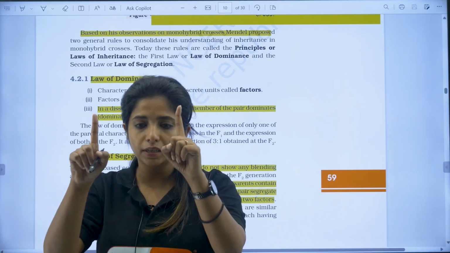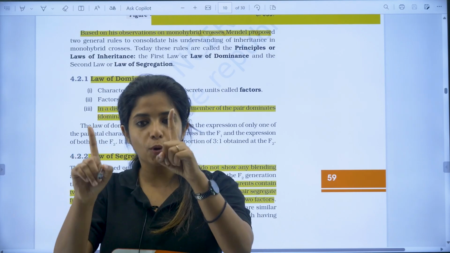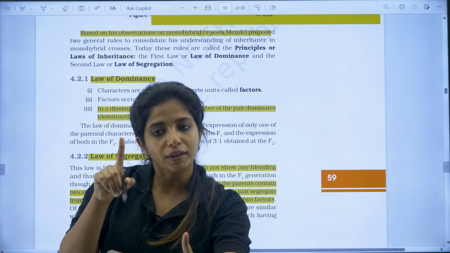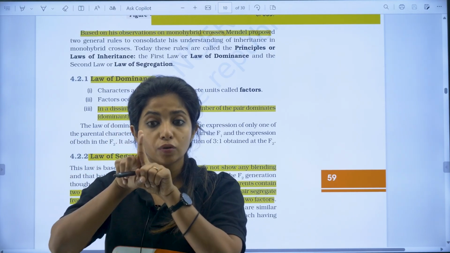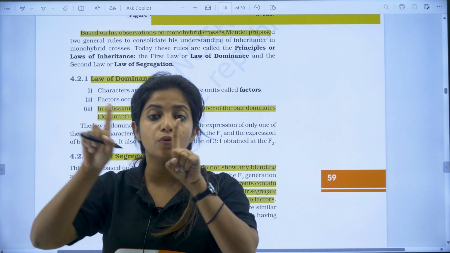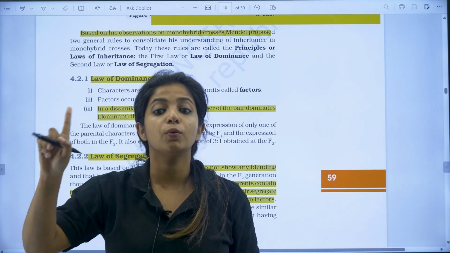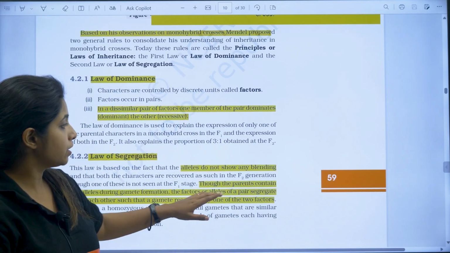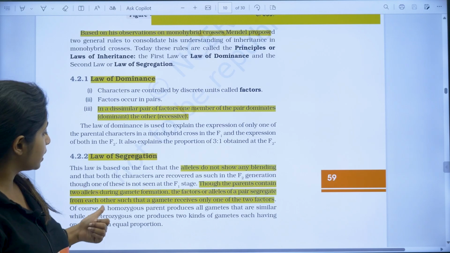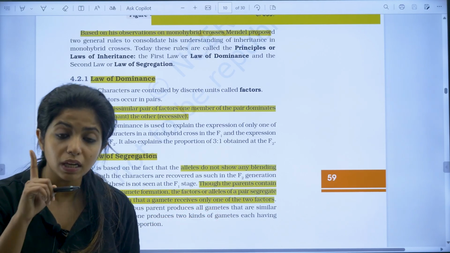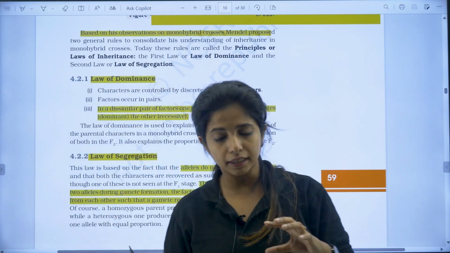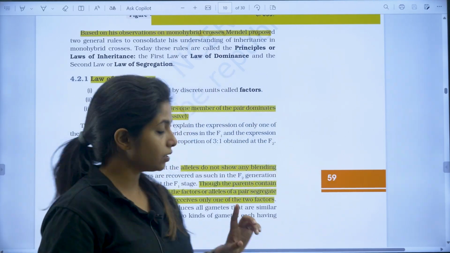For example, capital T, small t is there. In the gamete, for example egg, either capital T can go or small t can go, because they are on different chromosomes. So the chromosomes are going to segregate, and only one chromosome will be going from a pair. So this is law of segregation, which says that though the parent contains two alleles, during gamete formation the factors or alleles of a pair segregate from each other such that a gamete receives only one of the two factors. So these two laws were put down by Mendel after doing the monohybrid cross, after studying one particular character.